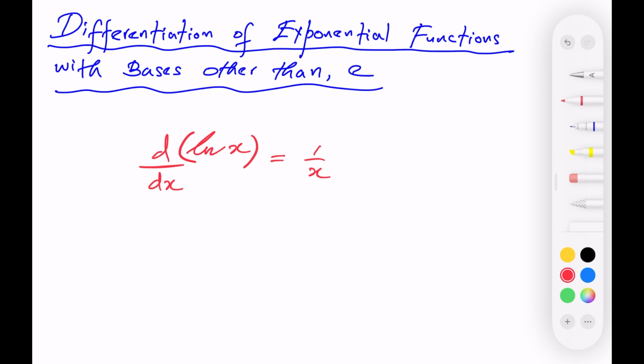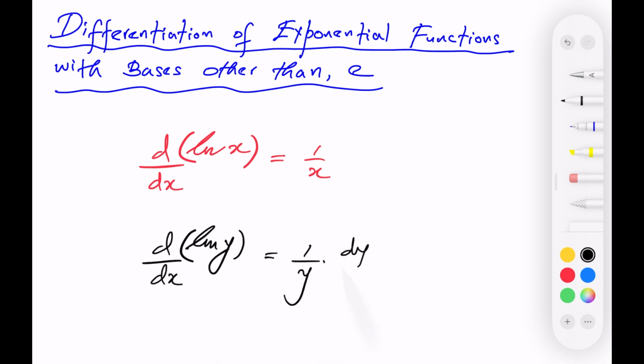The second prerequisite is you should also remember how to do the implicit differentiation involving natural logarithm, which means, let's say you have to differentiate natural logarithm y with respect to x. We know this is equal to 1 over y times dy by dx, simply the chain rule.